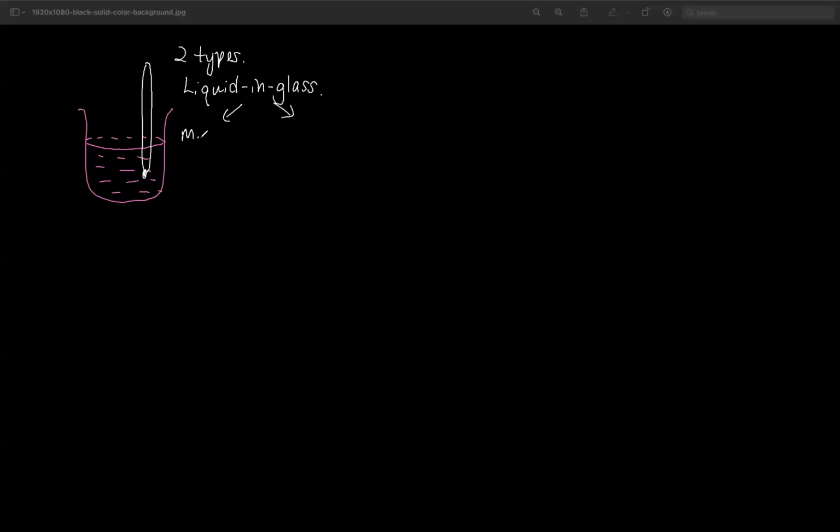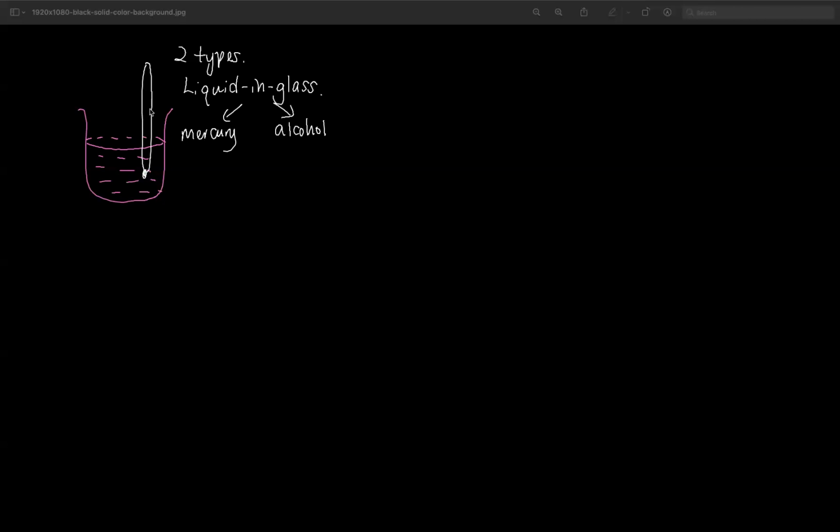One is the mercury one. Another one is the alcohol one. And in your science lab in school, usually you use what? You use the mercury, right? Mercury, but it's very dangerous because mercury is poisonous. So they have another type also, the alcohol one, but they are both liquid in glass. Because they use liquid.